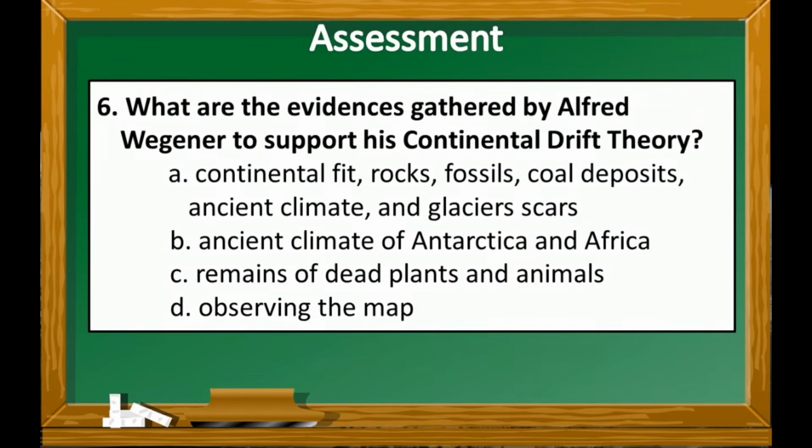Number 6. What are the evidences gathered by Alfred Wegener to support his continental drift theory? A. Continental fit, rocks, fossils, coal deposits, ancient climate, and glacier scars. B. Ancient climate of Antarctica and Africa. C. Remains of dead plants and animals. D. Observing the map.